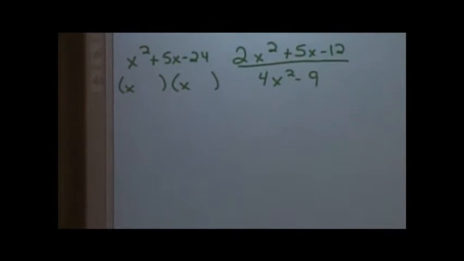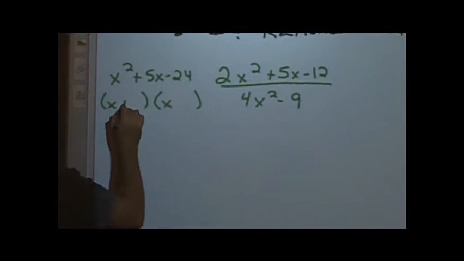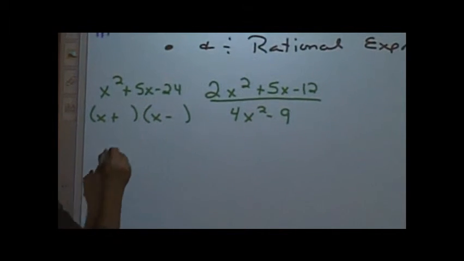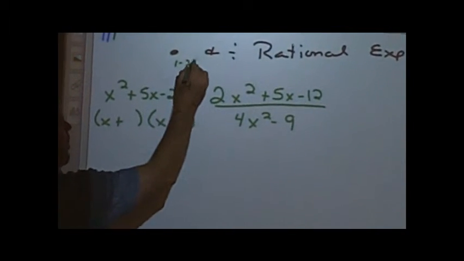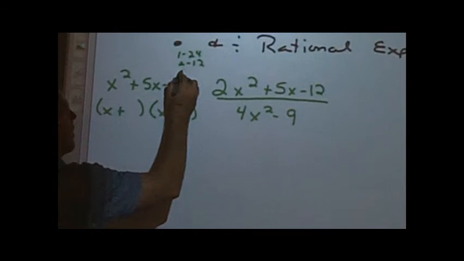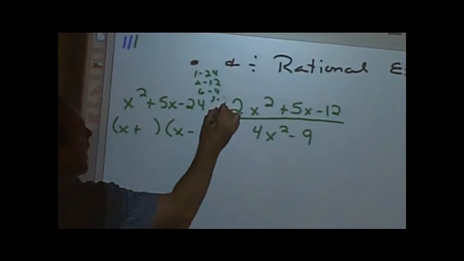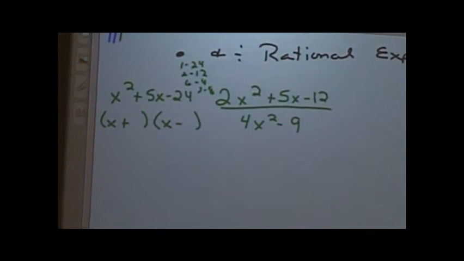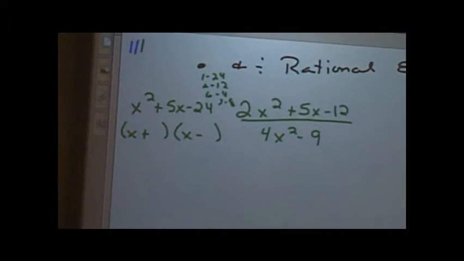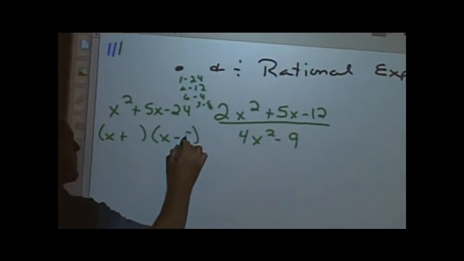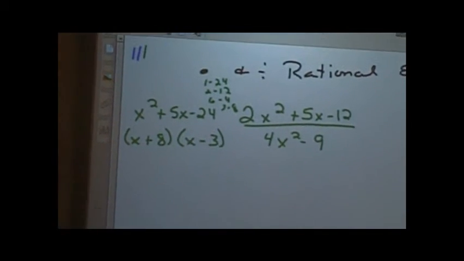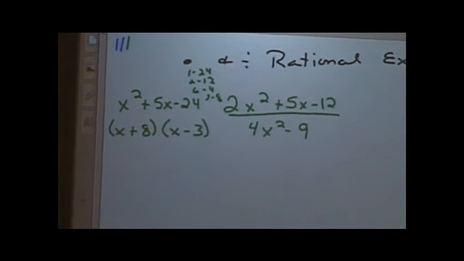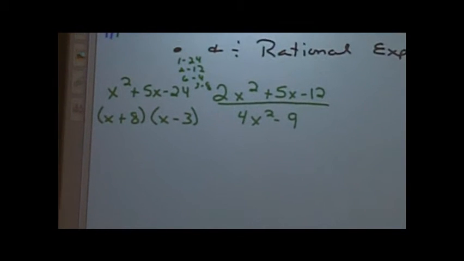My signs are going to be what? Opposite, plus and minus. Factors of 24 would be 1 and 24, 2 and 12, 6 and 4, 3 and 8. What factors, when I subtract, will give me 5? 3 and 8. Which one's got to be negative? The 3. And my 8. Am I done? No. I've got to do what yet?